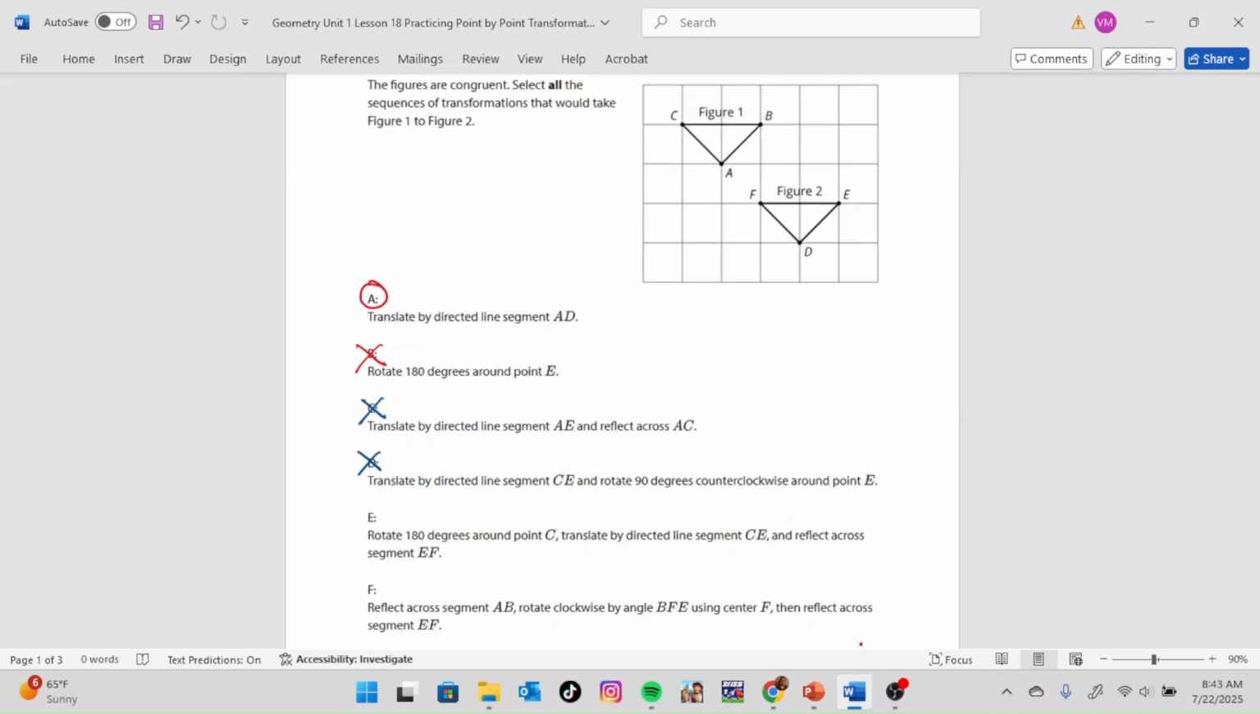Now we look at option E. Rotate 180 degrees around point C. So we're going to rotate this figure 180 degrees, and that will give us this red triangle out here to the left. So that's the first step.